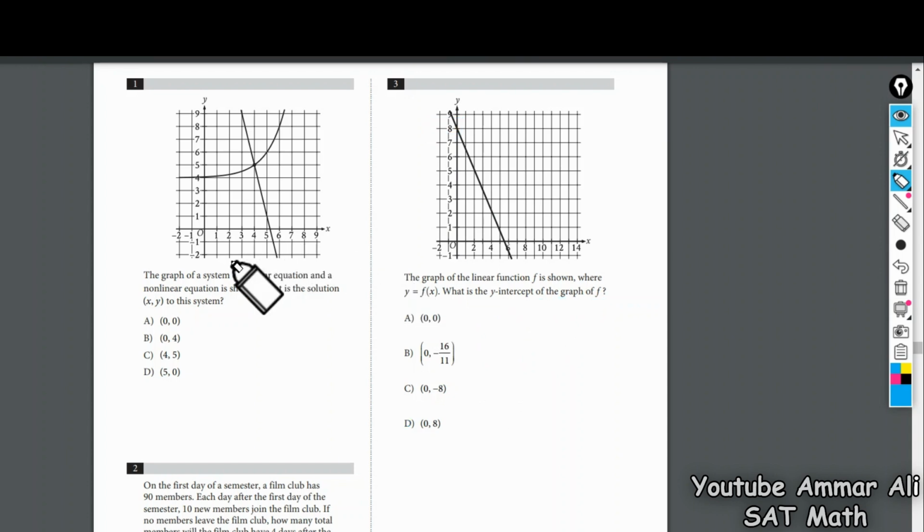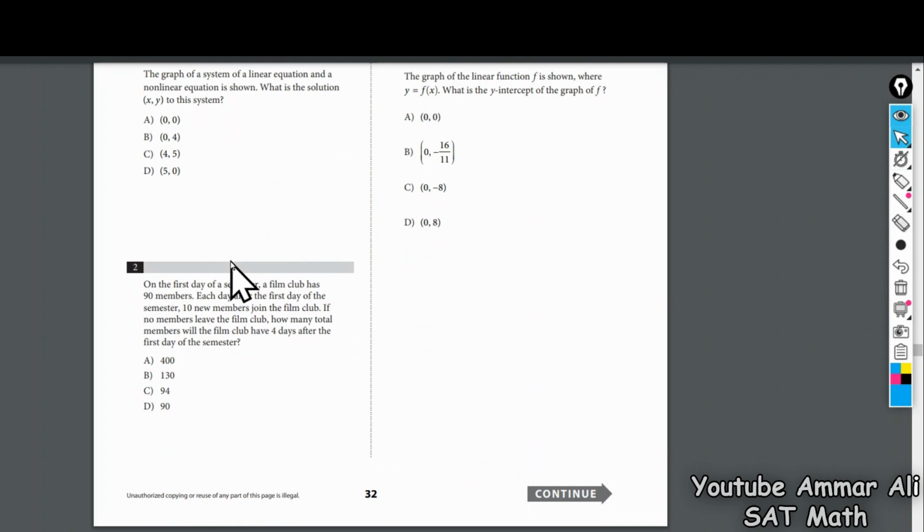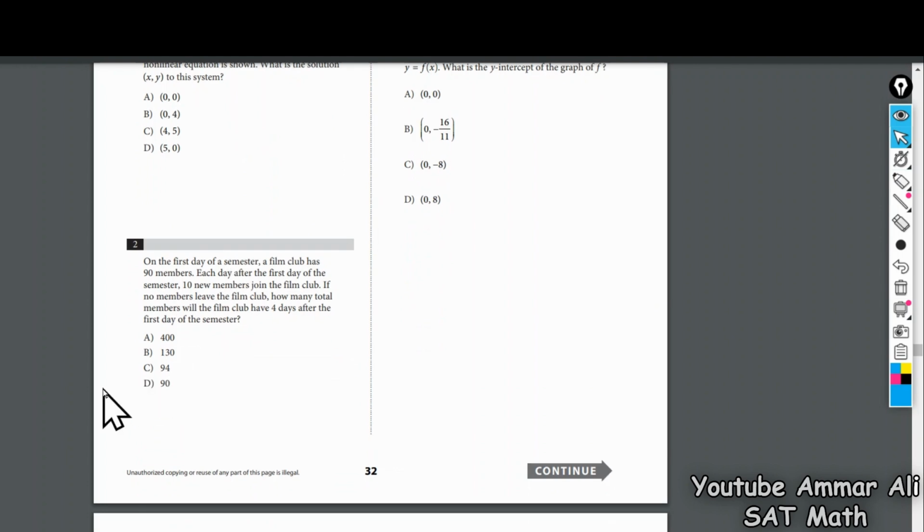Now let's move on to question 2. On the first day of a semester, what are they asking us here? They are basically asking us, after 4 days, how many people are in the club, right? And they tell us each day after the first day, 10 new members join, and then no members leave, right? So we start with 90, and then after the first day, 10 members join each day, right? And how many days after do we need to calculate?